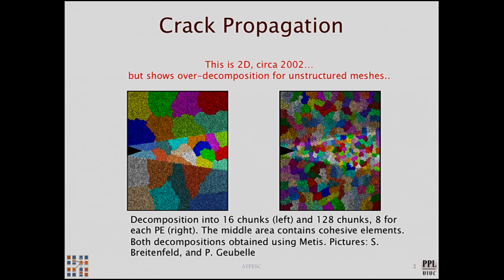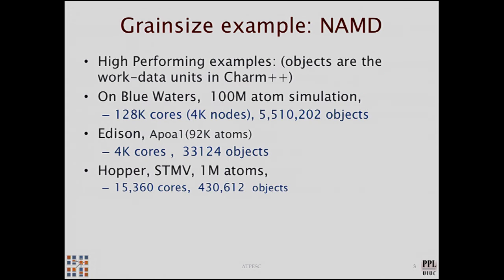This is a very old example. Running on 16 processors, there were no cores and nodes separated in those days, you could decompose a finite element mesh into 16 chunks. Instead, with Charm++, we decompose them into 128 pieces and let the runtime system map those to processors. Molecular dynamics example, on Blue Waters, running a 100 million atom simulation on 128K cores, which is 4K nodes, we used 5.5 million objects. On Edison, running on 4K cores, a very small 92,000 atom benchmark, we use 33,000 objects. So you can get an idea of the size of the object from that.